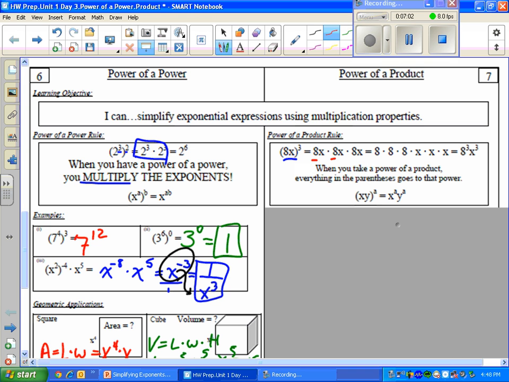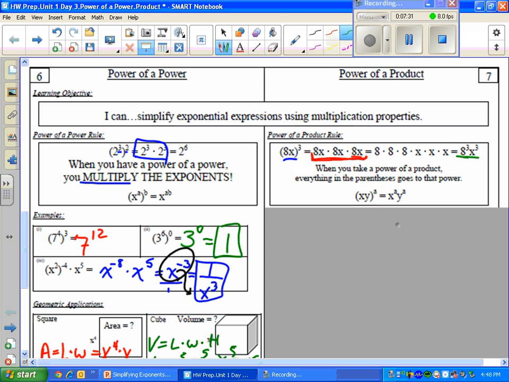So 1, 2, 3. Well, since there are no additions or subtractions in here, this is all just one big multiplication clump, we could rearrange those pieces in any order that we want. So we can put all the 8's up to the front, and we can put all the x's to the back and have 8 times 8 times 8 times x times x times x. Well, 8 times itself 3 times is just 8 to the third. And x times itself 3 times is just x to the third. The trick, or the rule, is this.